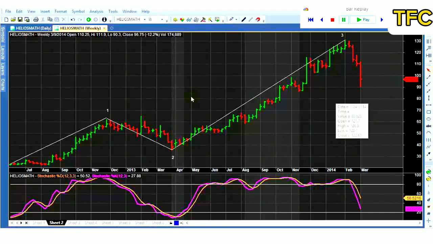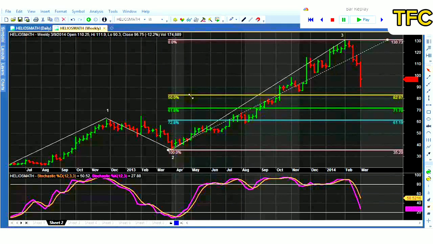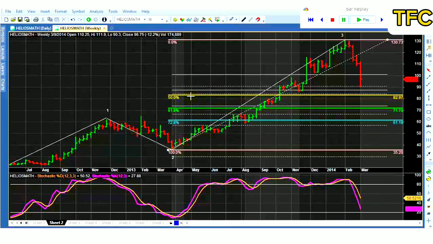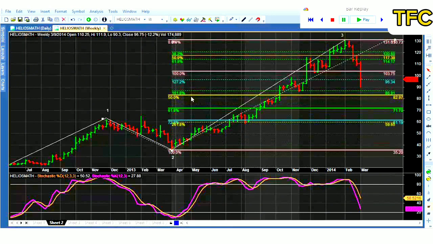Let's go ahead and add extension and ratios to find out the level where wave 4 might terminate itself. So first I will use ratios of wave 3. So I have a ratio. Then I'll use extension of wave 2. Here I have extension of wave 2 as well. As of the last bar, you can see there is a strong price cluster at this level as well as at this level.